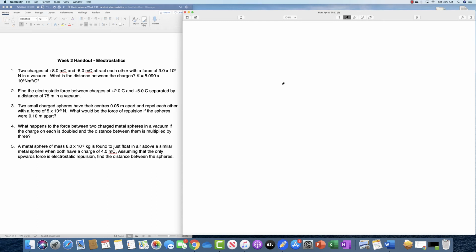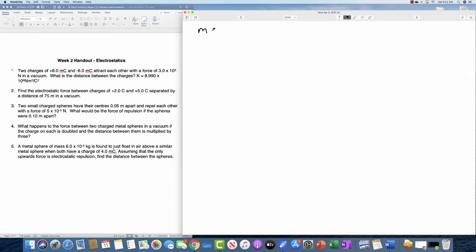As promised, this part is going through the handout problems. The first handout problem says that there are two charges. One is plus 8.0 millicuries, or millicoulombs, excuse me. Now you could do this problem thinking that this M represents milli or micro.